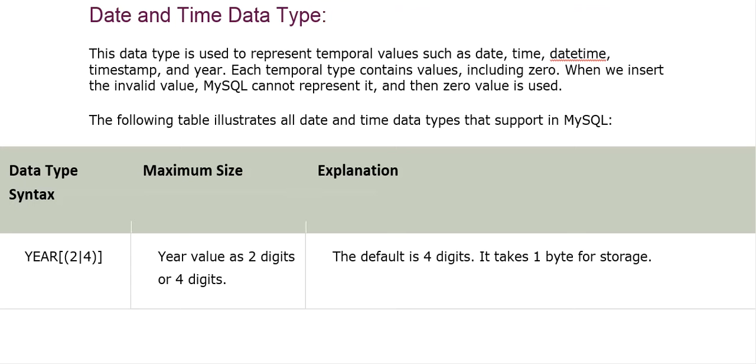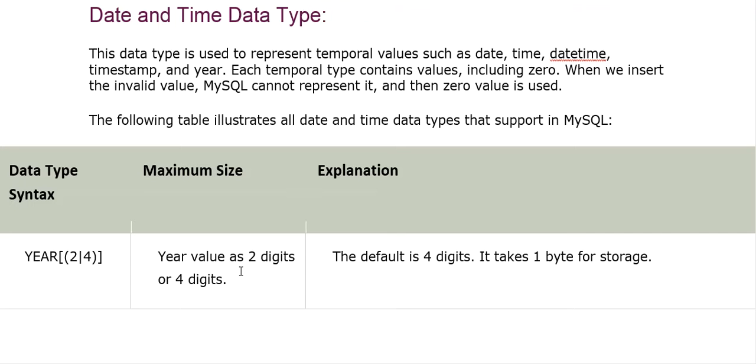Suppose you want to use year, you will write YEAR, and in the parentheses you will write either 2 or 4 digit values. Year value as 2 digit or 4 digit: if I'm writing 2020, it's a 4 digit, and if I'm writing 20, that is called a 2 digit value. So you can specify the year in either two or four digits, which is our decimal.